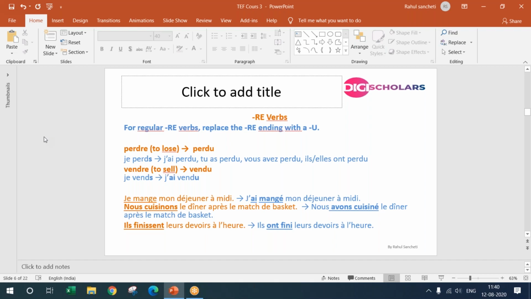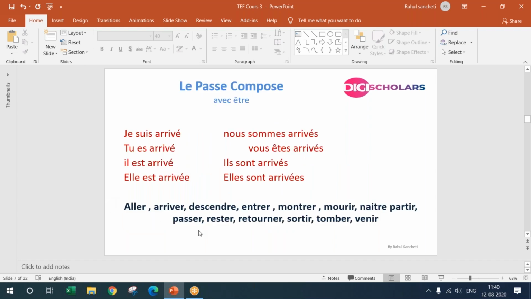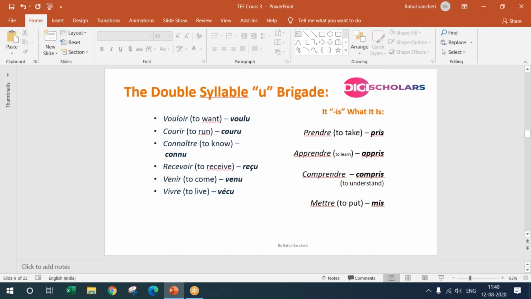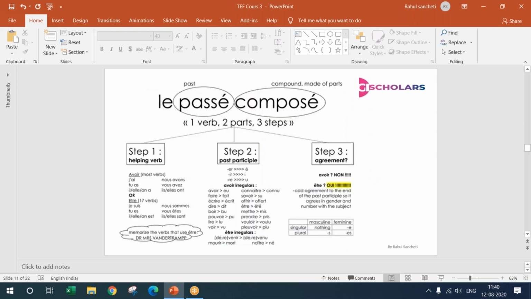Okay, coming back to the topic, the RE ending verbs. Perdre is to lose, perdu is lost. We have seen the translations yesterday. So let me go ahead and look at the other verb. Let me complete this, then we'll come back to the pronominal verbs.